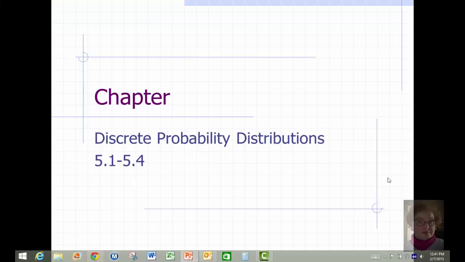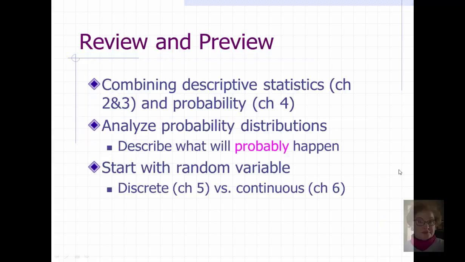Okay, let's get started on chapter 5. We're going to combine our descriptive statistics, which is what we did in chapters 2 and 3, and probability that we did in chapter 4. So what we're doing is we're going to analyze probability distributions. In other words, we are going to describe what will probably happen. There's a reason why we talked about probability briefly before we got to this chapter.